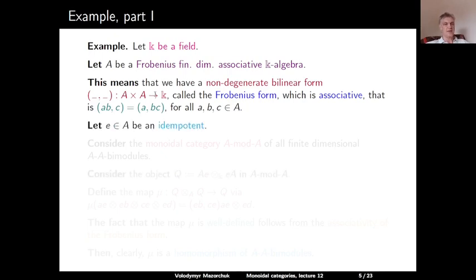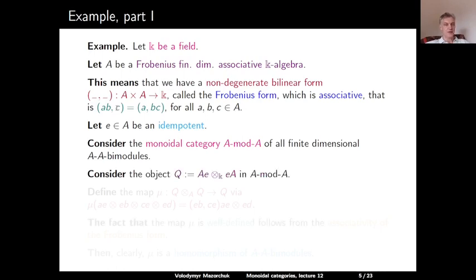Let E be a fixed idempotent in A. Let us consider the monoidal category of all finite dimensional AA bimodules. And in this category, take the object Q, which is equal to the tensor product of the left module AE with the right A module EA. If you take the tensor product over K, we get an AA bimodule. So this is a projective AA bimodule.